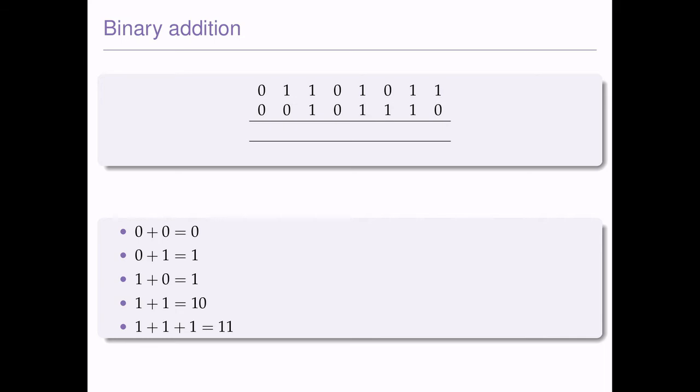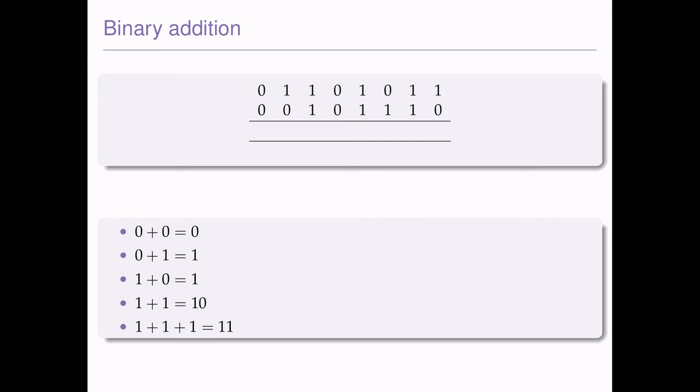Remember that if we do 0 plus 0, that gives us 0. If we have 1 from either number and we add it to 0, that gives us a 1. If we do 1 plus 1, that gives us a carry forward into the next column, and a 0 in the original column, so we get 1, 0. If we do 1 plus 1 plus 1, that gives us a carry forward, but also a 1 in the original column, so we get 1, 1 out.